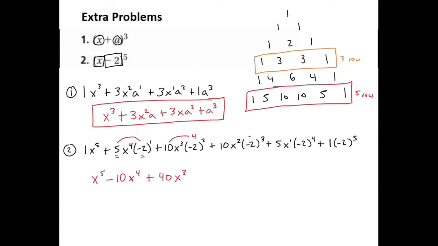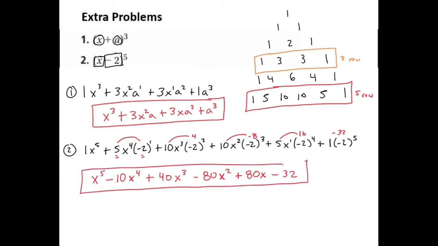-2 to the third power is -8. We're going to multiply these two together. We get -80 x squared. -2 to the fourth power is 16. Multiply these two together. You're going to get 80x. And then -2 to the fifth power is going to be a -32. So we're going to bring negative 32 down here. So this is our simplified form.